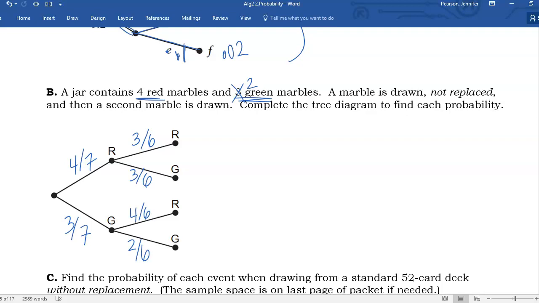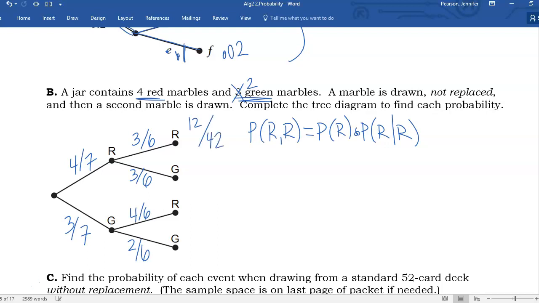To get the probability of red and red, we need the probability of red times the probability of red given red. Okay? So that's 4 sevenths times 3 sixths. Sixths is hard to say. That would be 12 out of 42. 3 times 4 on the numerator, 6 times 7 on the denominator. Okay? And we want to reduce that.